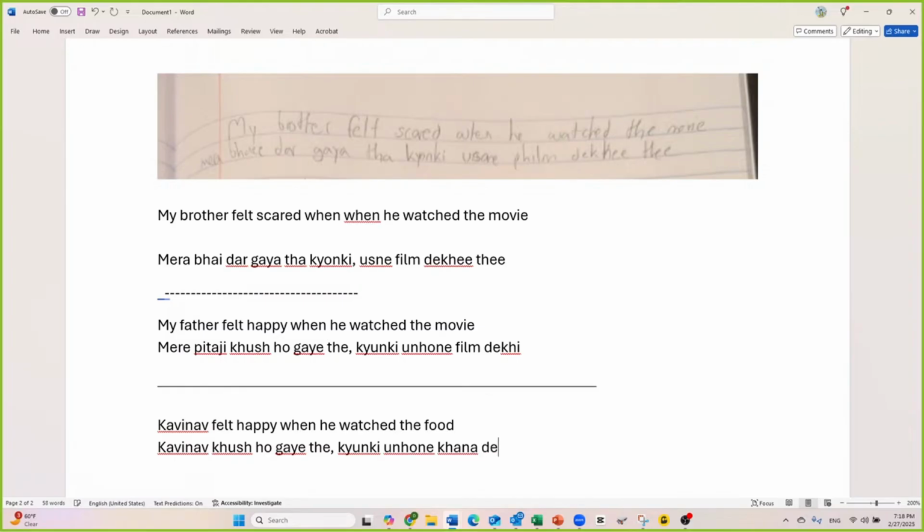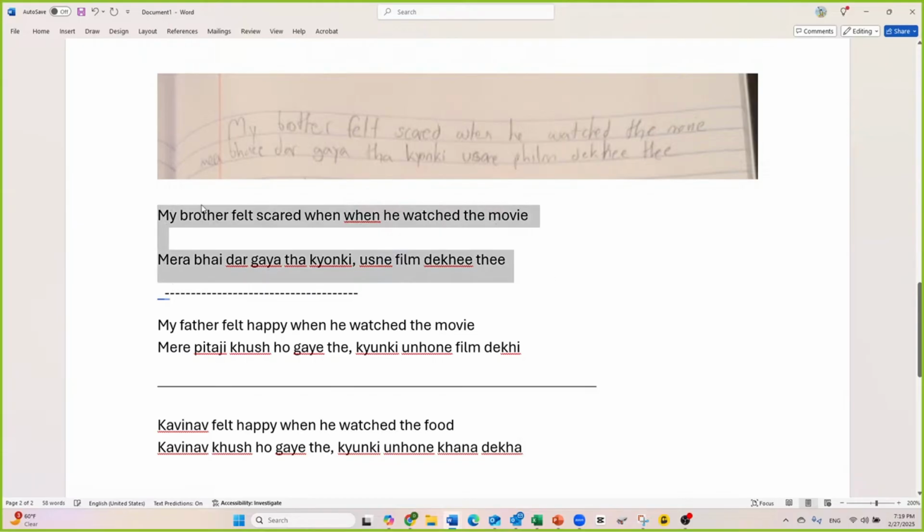Okay. So now we have talked about how everything in Hindi is masculine or feminine, right? So this dekhi here qualifies the word film, which is feminine, but khana is masculine. So instead of dekhi, we'll have to say dekha. It has nothing to do with whether Kavina is a boy or a girl. It is just about the food. The food is masculine. The other thing is you have said Kavina khush ho gaye the. Okay, now see here, look at this sentence. Okay, my brother. Can you read this sentence, Anisha?